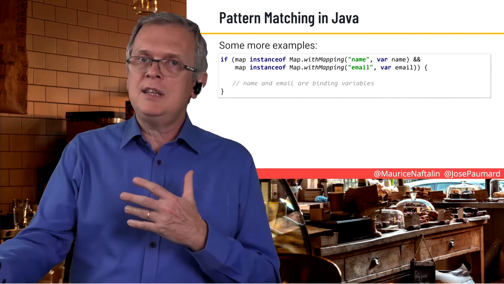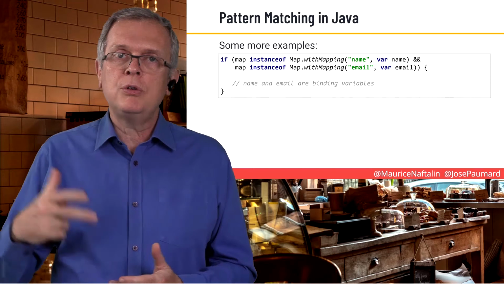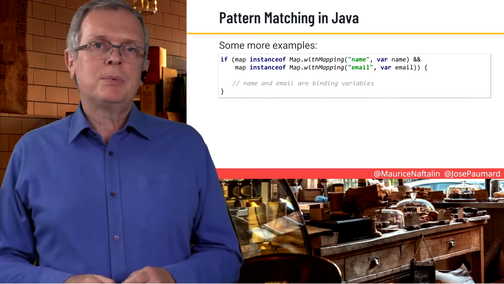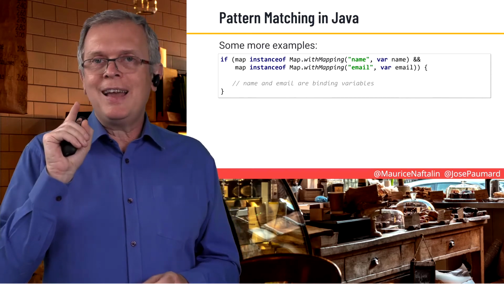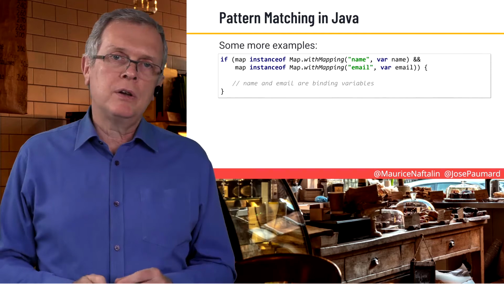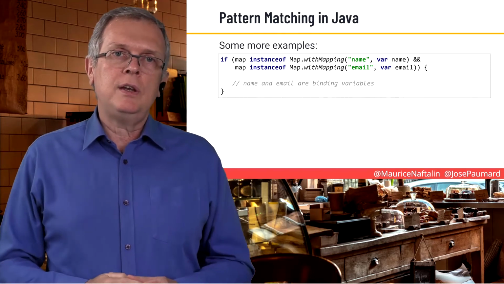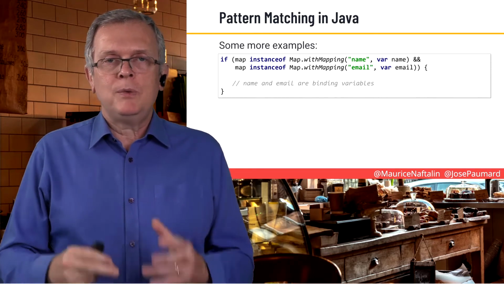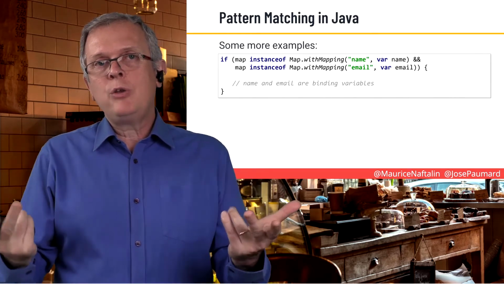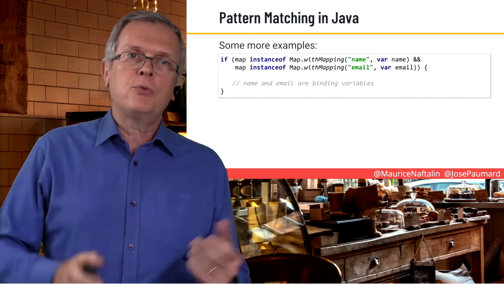And if you need to get the email of the person also, you can do that by also checking if there is an email key in this map. By the way, this AND operator is the classical AND Boolean operator that you can use in an if statement. But it means that you have two pattern matchings. The first one will be evaluated, and then the second one if the first one is true.